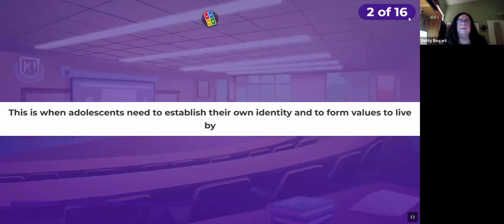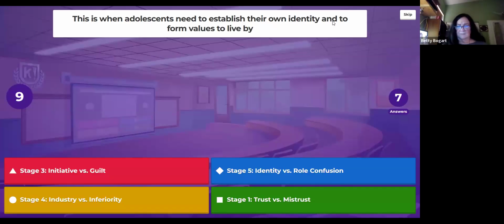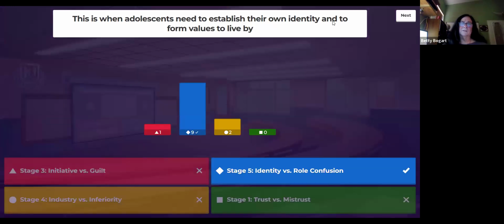This is when adolescents need to establish their own identity and to form values to live by. So, what are adolescents? It's talking identity again here. Sometimes the questions seem like, gee, it makes no sense, but it's exactly that. It was that easy. Remember, it's identity versus role confusion. This is all about adolescents because they don't like what they look like and they don't know what they're going to be when they grow up. And that's what Erikson says.